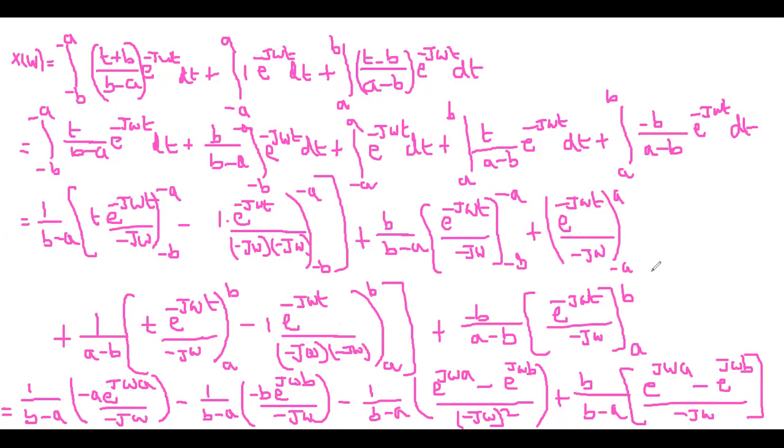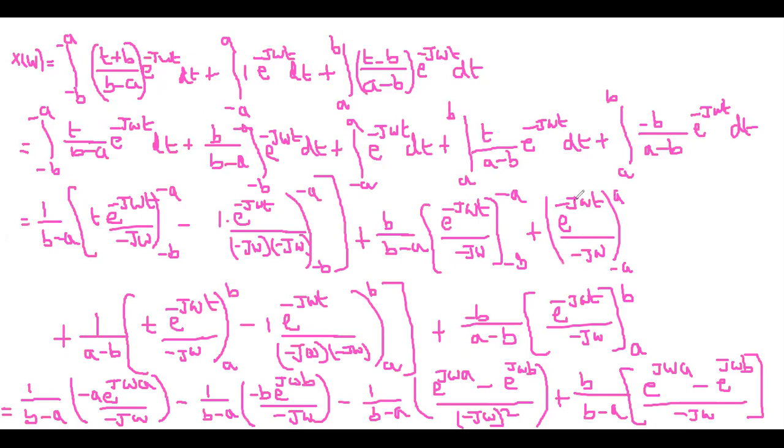The next page. See, for this e power minus j omega t, from minus a to a, plus e power minus j omega a minus e power plus j omega a, whole divided by minus j omega. Okay, my dear students. Okay, for this one time we'll get the minus, and by substituting the lower limit, minus into minus is a plus. Okay, my dear students, plus.